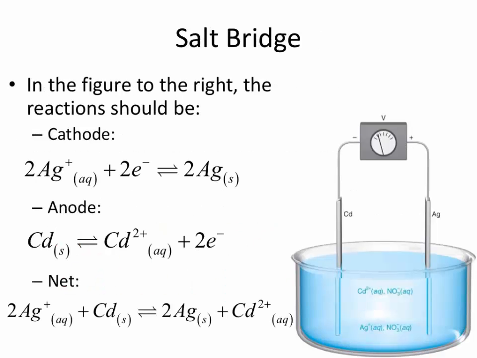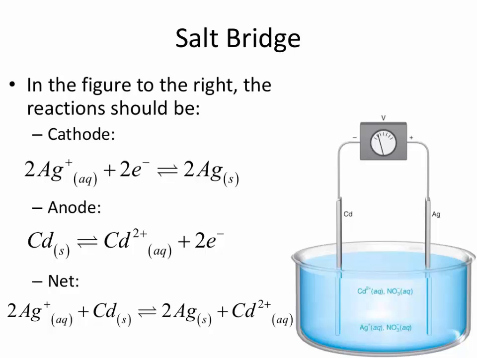So if we look again at our schematic of our galvanic cell here, the reactions should then be at our cathode. We have our silver ions accepting the electrons to form our solid silver, and at the anode we have our cadmium giving up the electrons to form our cadmium 2+.